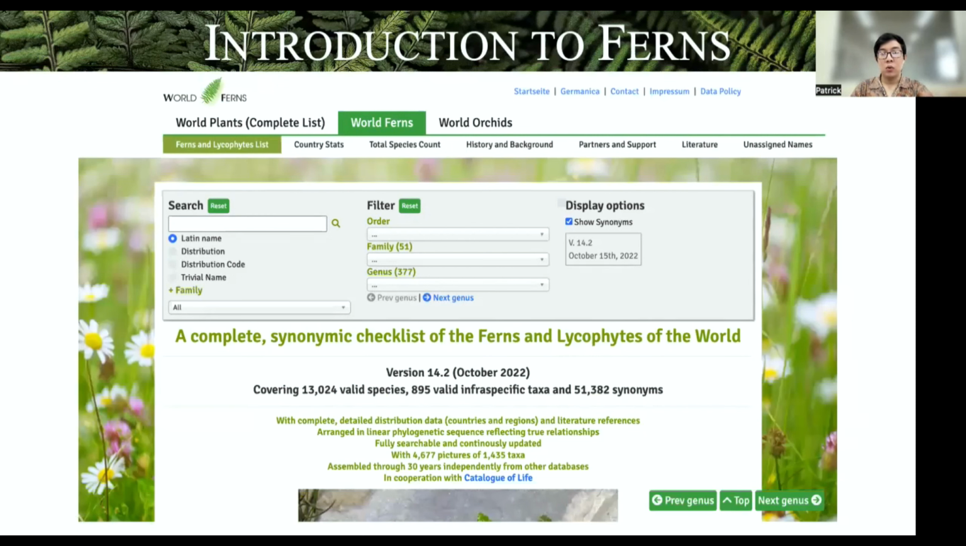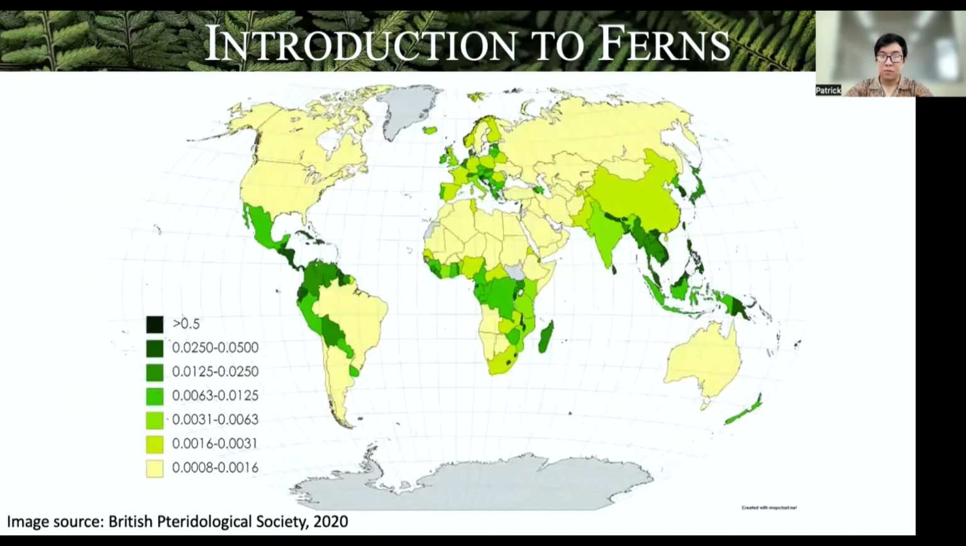As of 2022, the World Ferns list has about 13,000 species of ferns and lycophytes of the world, but estimates have ranged as high as 15,000 because the number varies due to certain groups that are poorly studied, and there are, of course, new species that are being found. These 13,000 species of ferns and lycophytes are mostly found in the tropical regions of the world. The Arctic and Antarctic regions possess very few species.